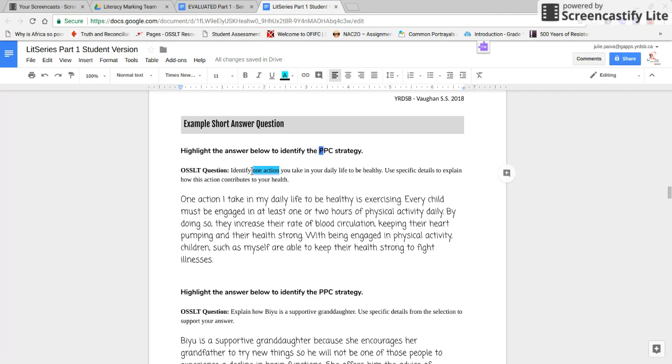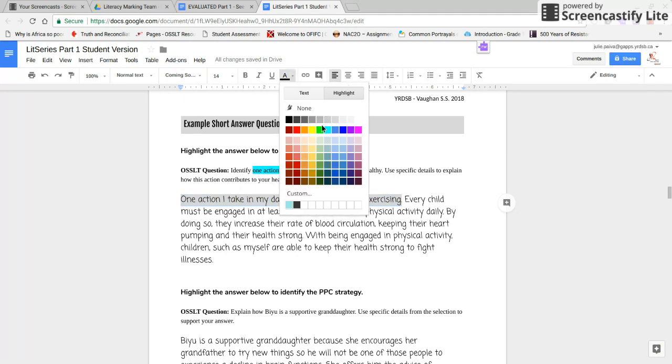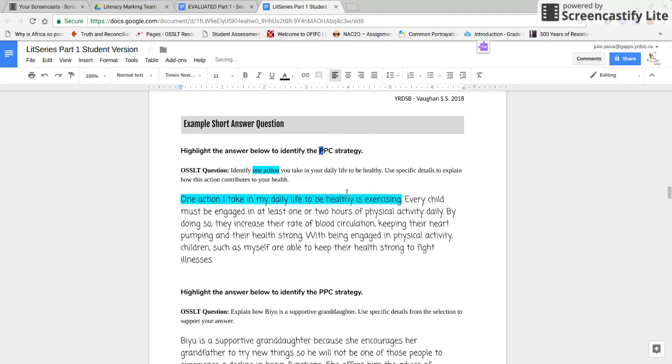So really, you just have to write the first sentence as, one action I take in my daily life to be healthy is blah, blah, blah. And that's going to be it. So if we look at this, oh, look at that. They've got it exactly as I just said, and instead of blah, blah, blah, they said exercising. So that's their point, that exercising is the one daily thing.